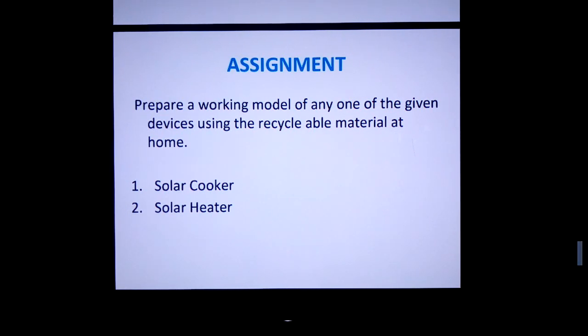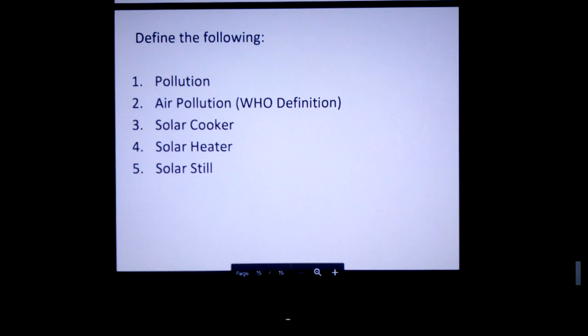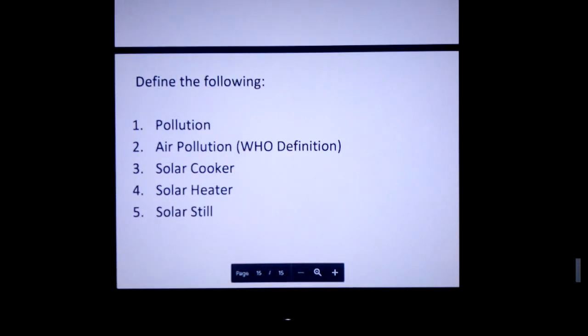So the assignment for this topic: prepare a working model of any one of the given devices using recyclable material available at home, like plastic bottles, saline tubes, which hospitals use, or plastic wires, whatever is available. Prepare a solar cooker or solar heater, any one working model. Other than that, write these questions only once, not many times: define the following: pollution, air pollution, solar cooker, solar heater, solar still.